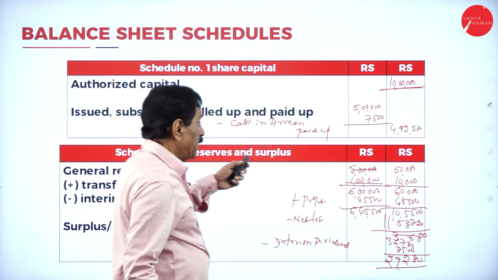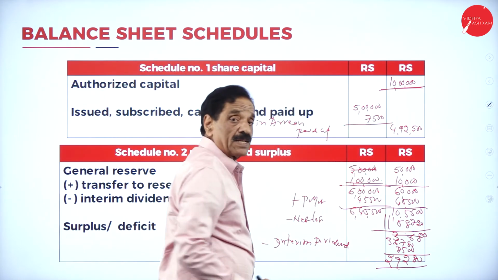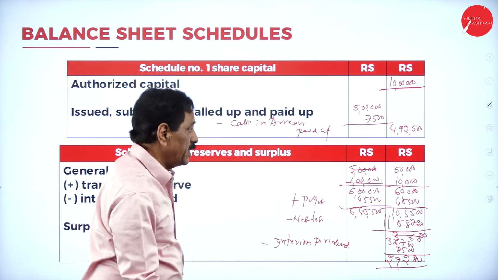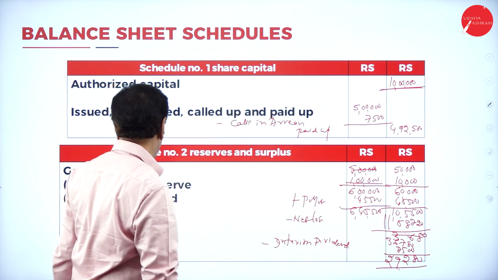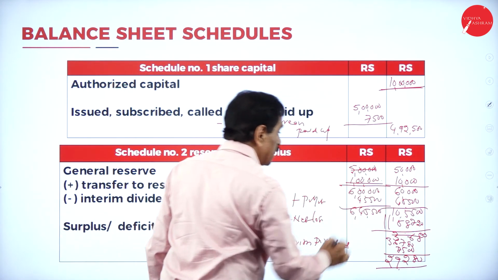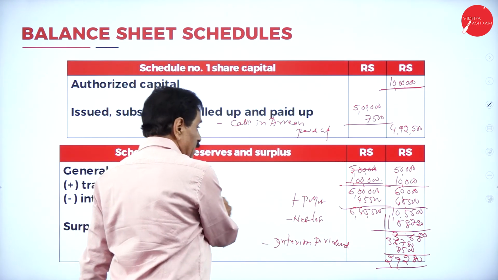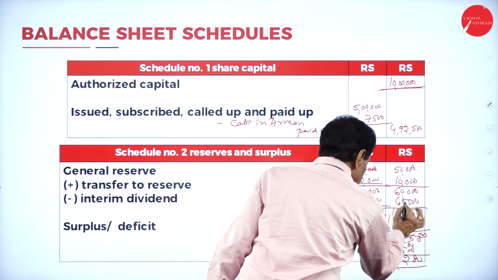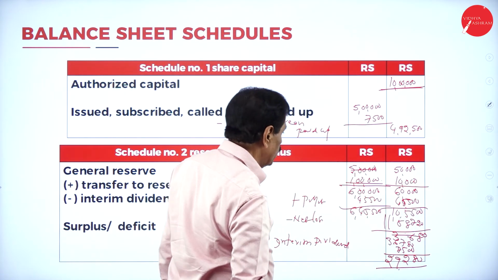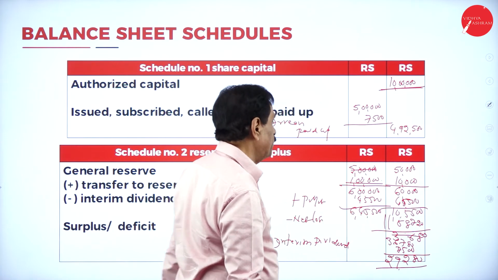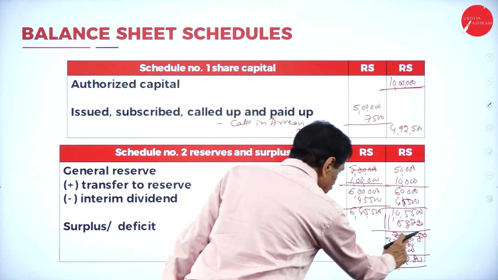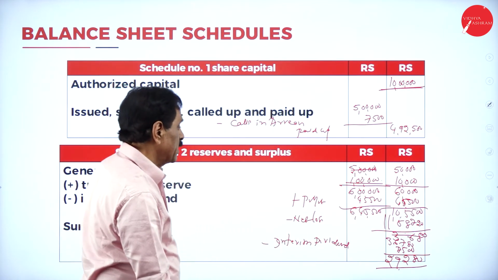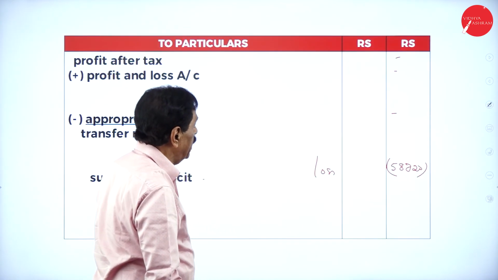Then your paid up capital: authorized is 10 lakh, called up is 5 lakh, minus calls in arrears 7,500, it becomes 4,92,500. General reserve 50 plus 10, 60,000. Then here your profit is 45,500, 1,05,500. Your net loss is 58,720, 36,780, minus interim dividend 7,500. It will come to 2,92,800.